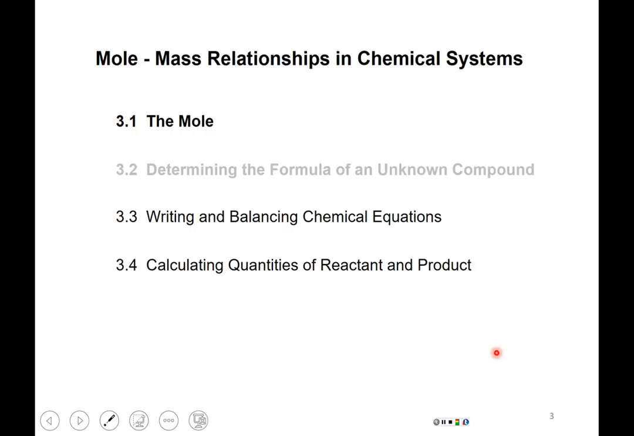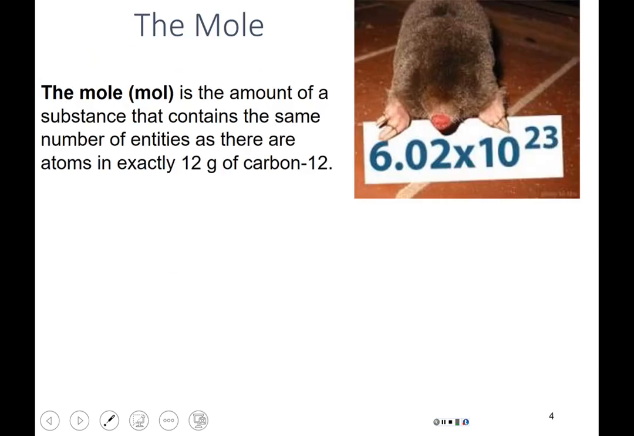Right. So let's look at chapter 3 in depth. The first section covers the mole. We're not going to be covering the second section in this class, but then we're going to cover the third and the fourth sections as well: balancing chemical equations, and then calculating quantities of reactant and product. But let's first talk about the mole a little bit.